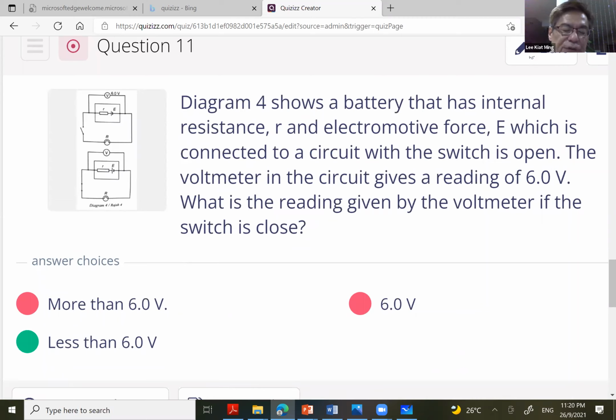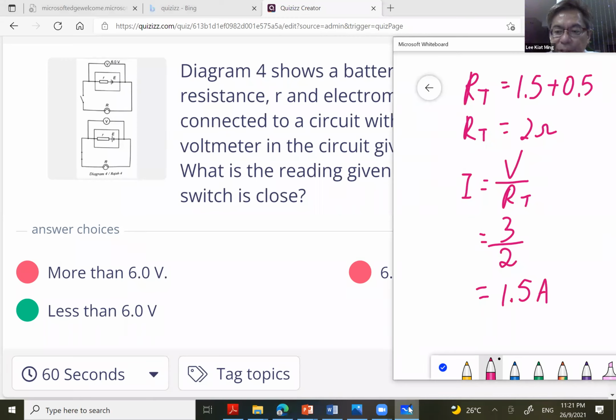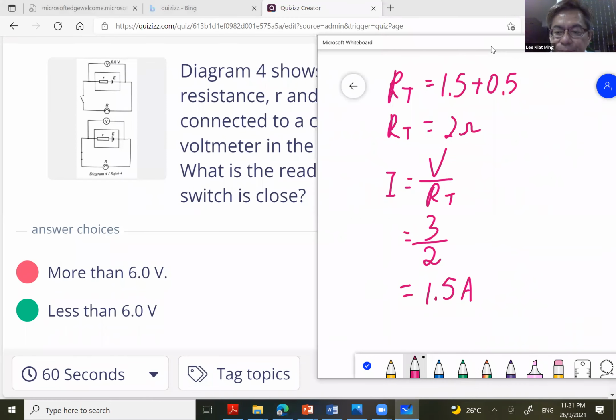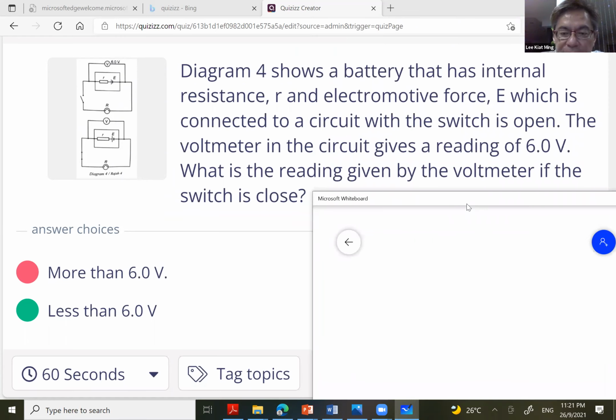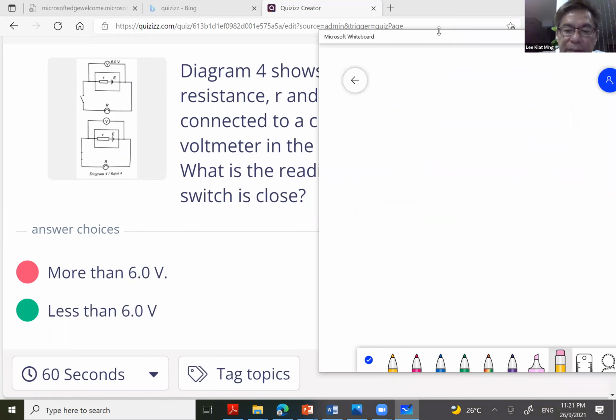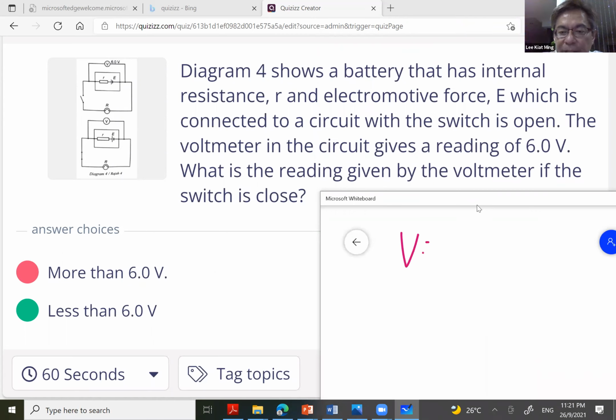So when you close it, current flows, and there will be the presence of internal resistance. That's why the reading of the potential difference will drop, because you need to subtract the energy spent to overcome internal resistance. By applying the formula, you are going to do V equals E minus IR.